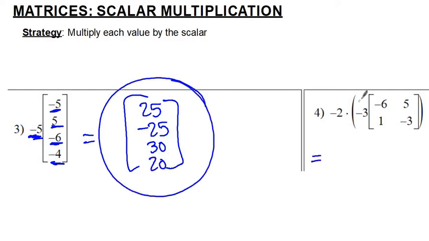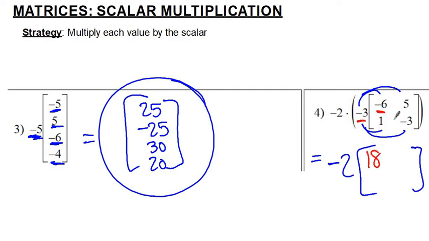Okay, the next one's slightly more difficult because we have multiple numbers here, so we're going to distribute each of those and still keep that -2 outside. So we have -3 times -6, that's +18. -3 times 5 is -15. Then we have -3 times 1, -3. And then we have -3 times -3, +9. And then our final answer is just going to be after we do the same thing with this negative 2.